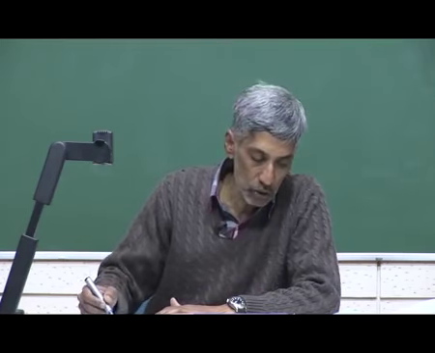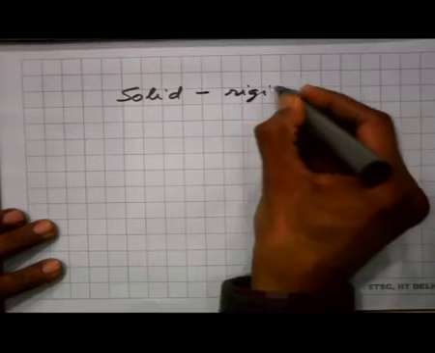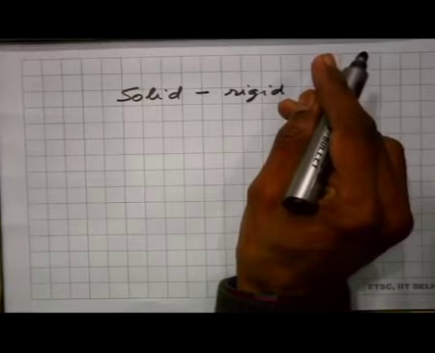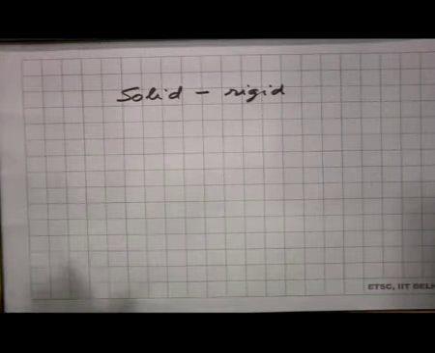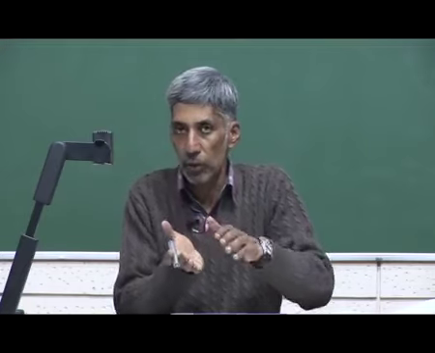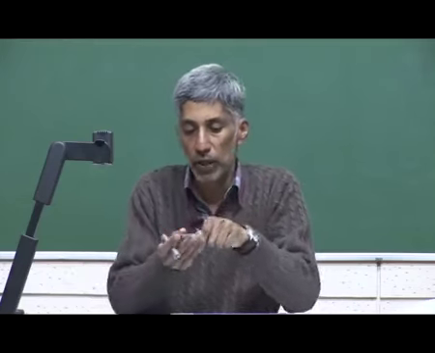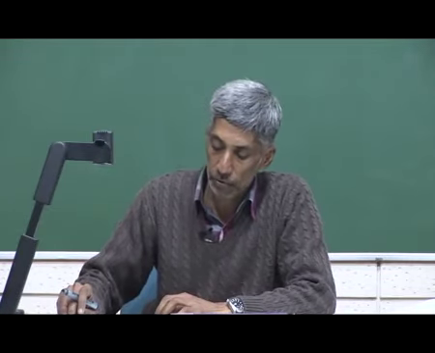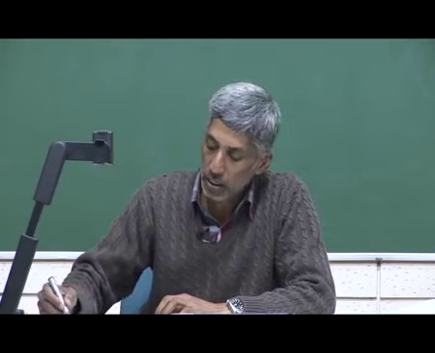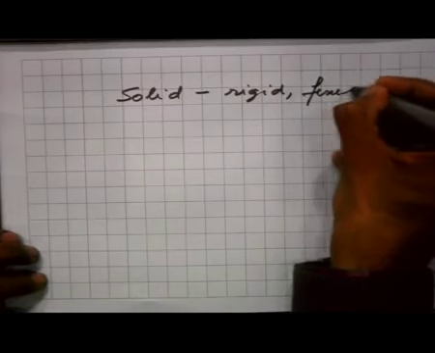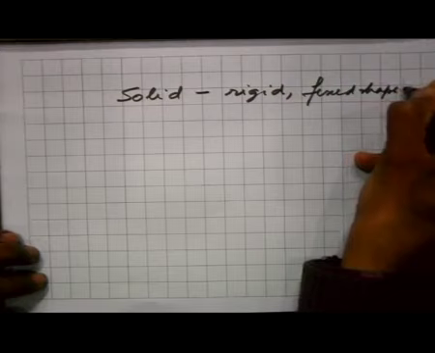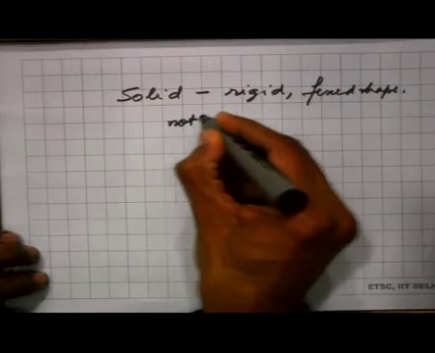So, if I take a solid, the solid is rigid, which means that if you apply a pressure on this, it does not change its shape very quickly. You take anything like this, you take a pen for example, it is very difficult for me to change the shape of this unless I apply a lot of pressure. The second thing is that it has a fixed shape and it is not compressible.